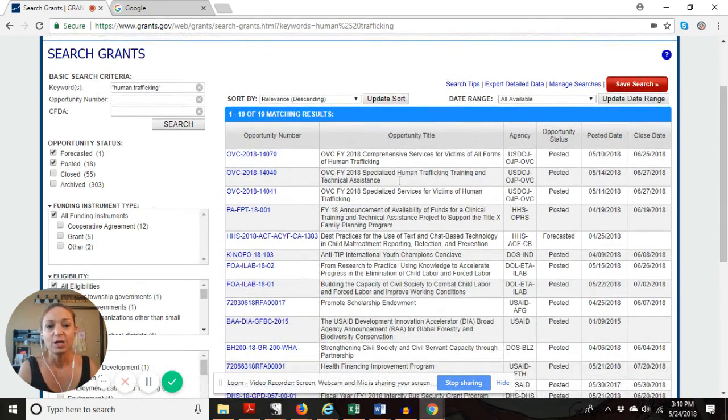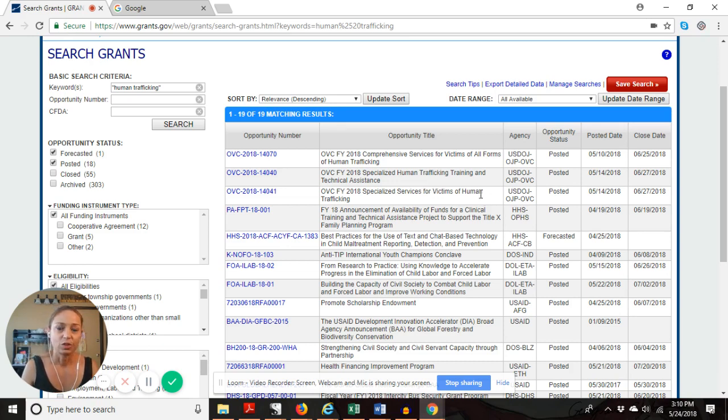So we're going to look at this. Right away, it says the OVC, that's Office for Victims of Crime, fiscal year 2018, comprehensive services for victims of all forms of human trafficking. And then there's another one that says specialized human trafficking training and technical assistance. And there's another one that says specialized services for victims of human trafficking. And it goes on and on. So those are the top three that popped up.